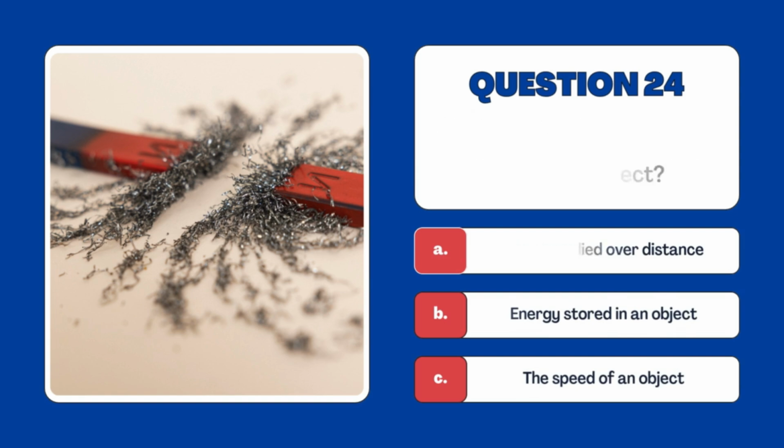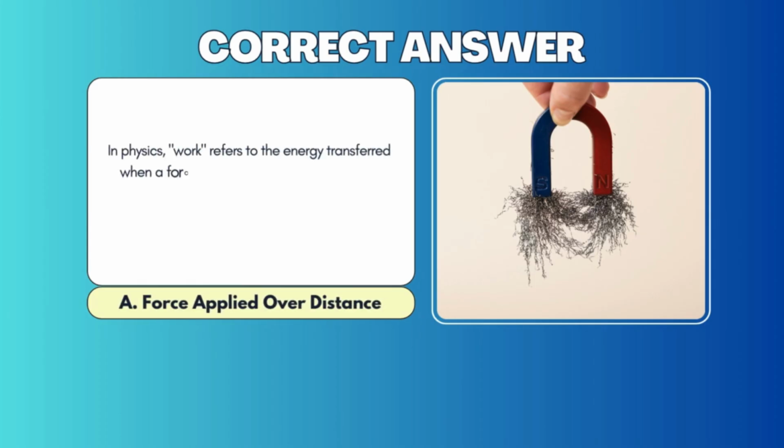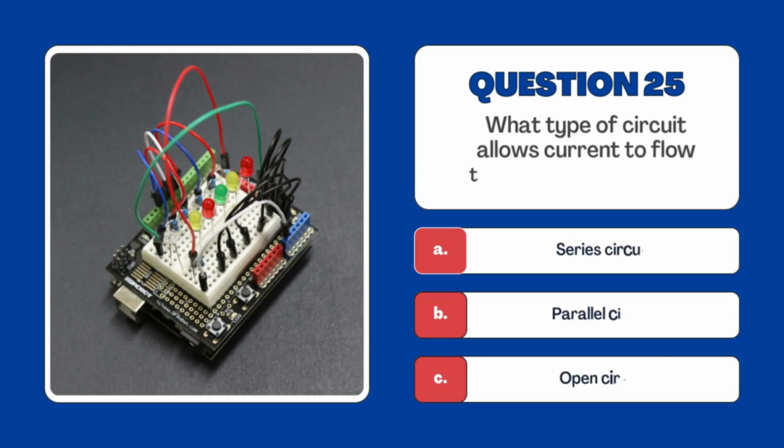The correct answer is A. Force applied over distance. In physics, work refers to the energy transferred when a force acts upon an object to move it over a distance. Question 25. What type of circuit allows current to flow through multiple paths?